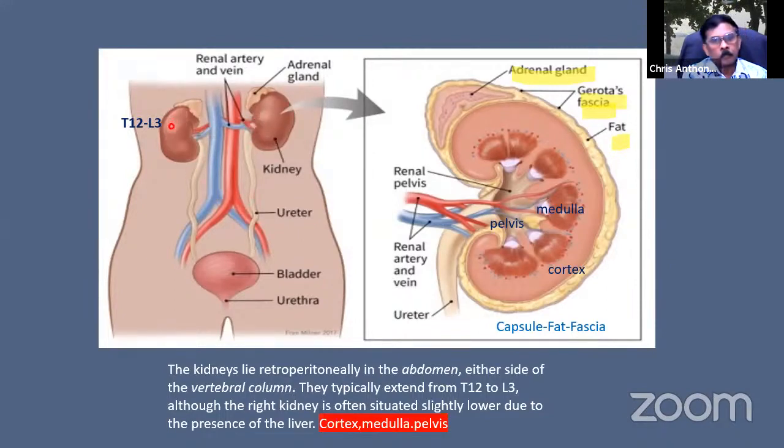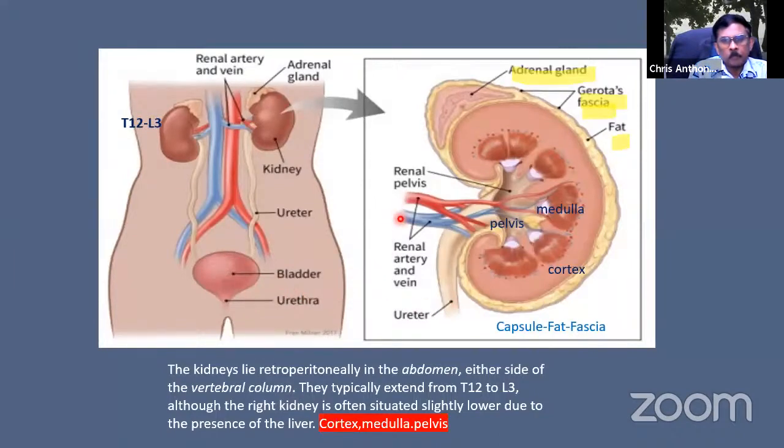The right kidney is slightly lower than the left because of the liver, which is located around here. The kidney itself is made up of three parts. The cortex, in which millions of tubules are located. Then the medulla, where the collecting system is located. And the pelvis, which is the receptacle part of the kidney, which receives the urine before being transported into the ureter to be drained into the urinary bladder.